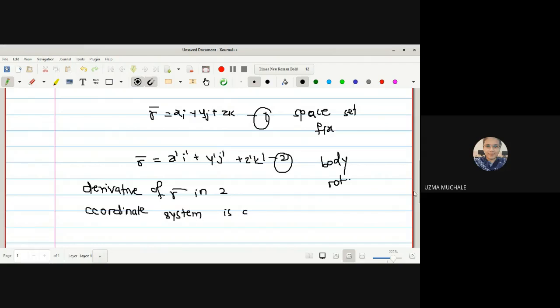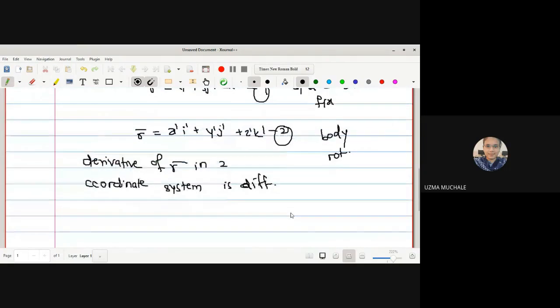The derivative is different, since we are going to find the derivative of r in two different coordinate systems, that is in S and S dash. So for that, first we are going to differentiate with respect to t the position vector r with respect to S.